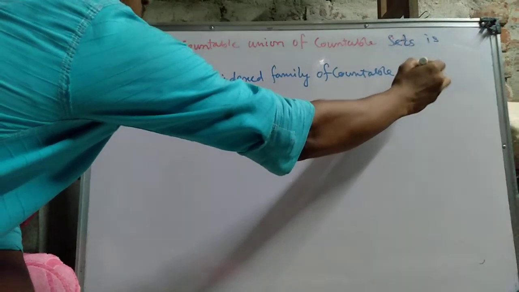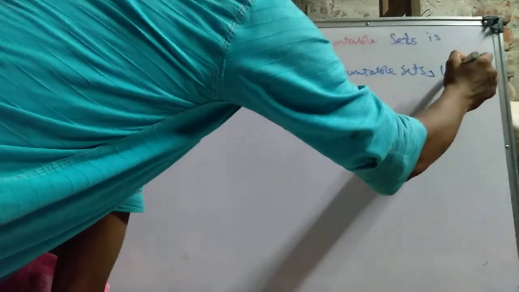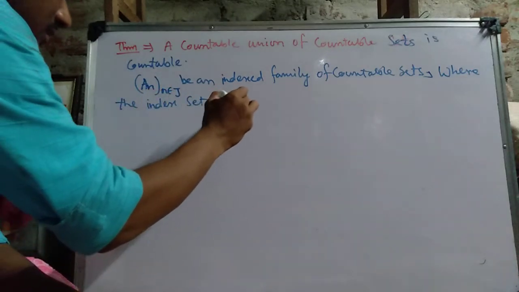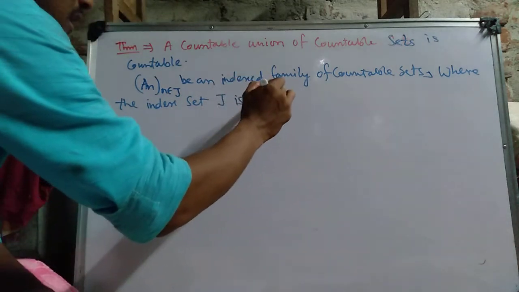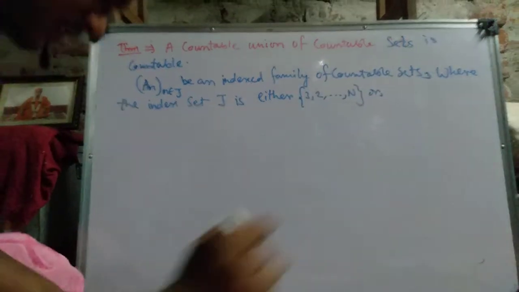Okay. Then what we do? Let A n, n belongs to J, be an indexed family of countable sets, where the index set J is either 1, 2, up to n, or Z plus.